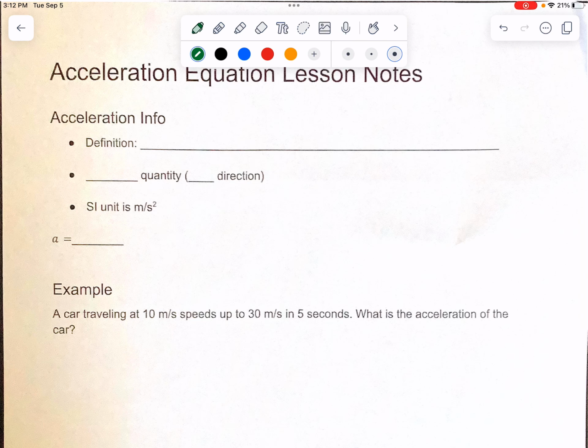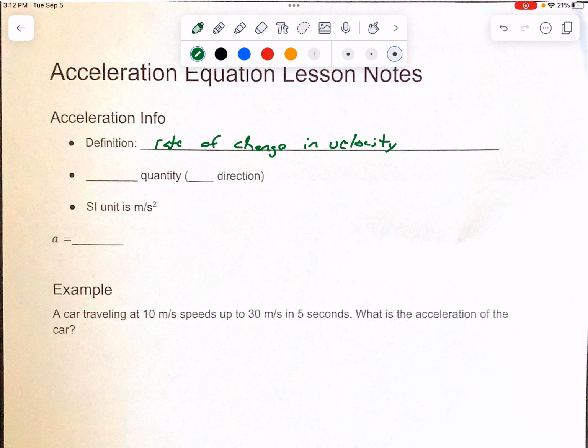All right, so this video is going to go over pages 16 and 17 in your Unit 2 packet. So we're going to take a look at acceleration notes here. Acceleration is going to be the rate of change in velocity. In Unit 1, we looked at velocity. Velocity was the rate of change in position, so how quickly were you changing your position over time. And now acceleration is going to be how quickly are we changing our velocity.